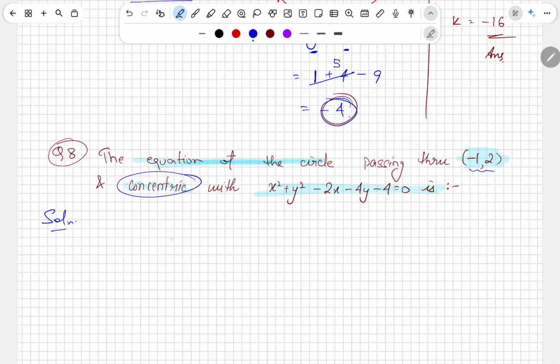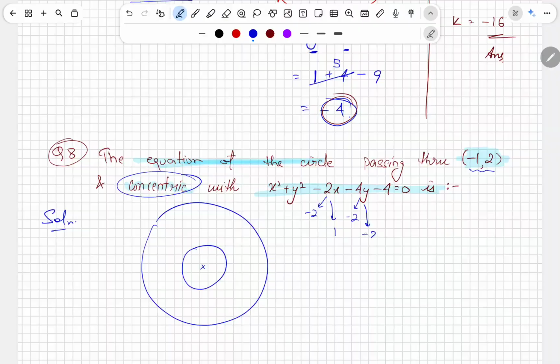It is concentric. So that means I have two circles and these two circles are concentric. That means they share their center. Now minus 2 can be broken down into minus 2 and 1. Minus 4 is broken down into minus 2 and plus 2. So in order to find the coordinates of center, we take out minus 2, I am left with 1. We take out minus 2, I am left with plus 2. So this 1 and 2 are the coordinates of center. Let's write them down. 1 comma 2, these are the coordinates of center.